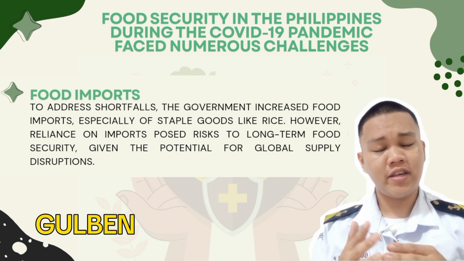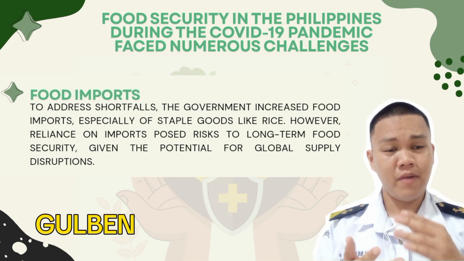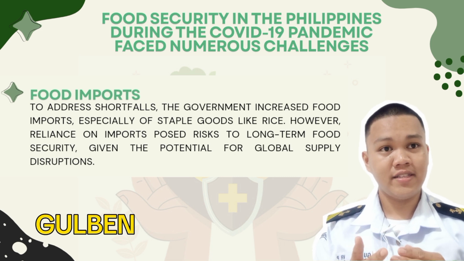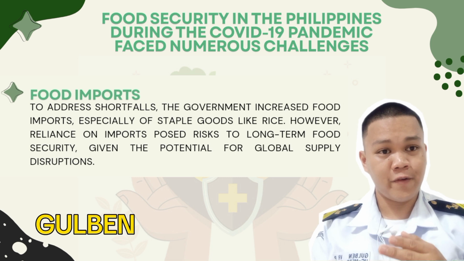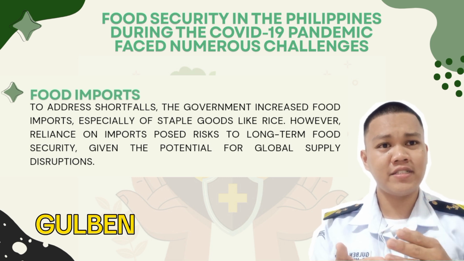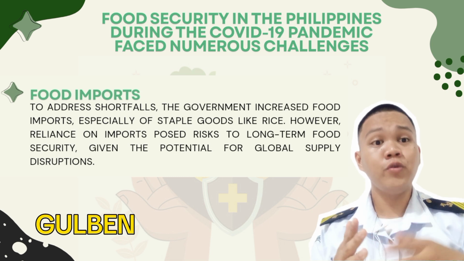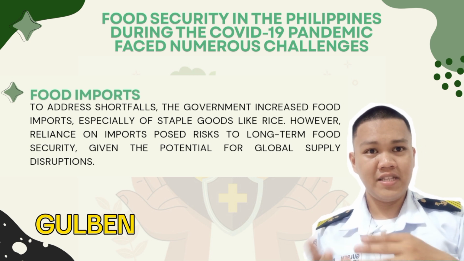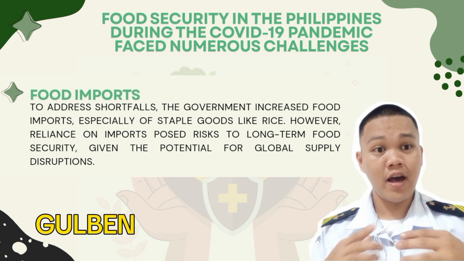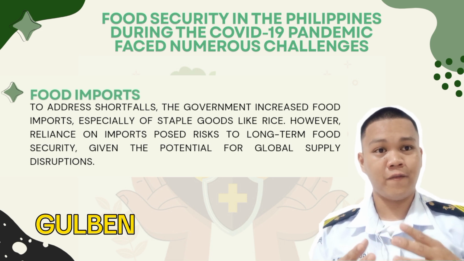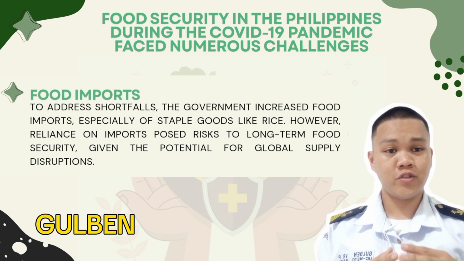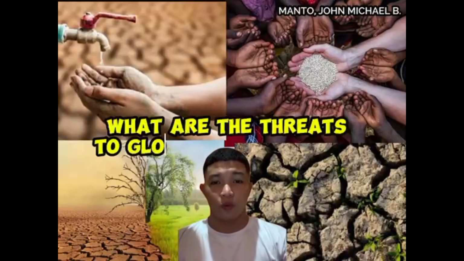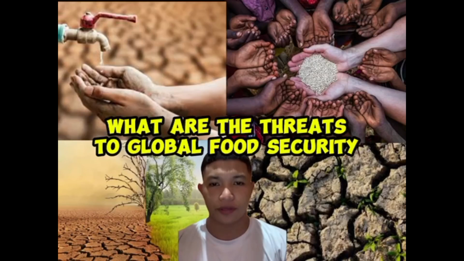So for example, the Philippines buys a lot of rice from Thailand, and if Thailand has a bad year for rice, the price of rice in our country could go higher. This would make it harder for us Filipino families to afford this important food. So it affects the food security. What are the threats to global food security?